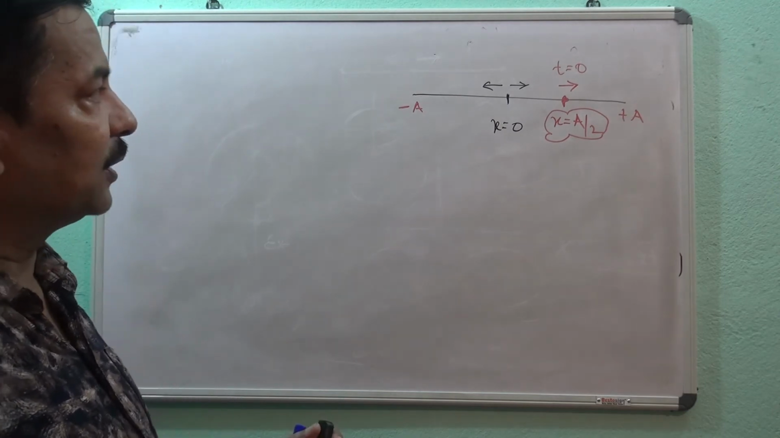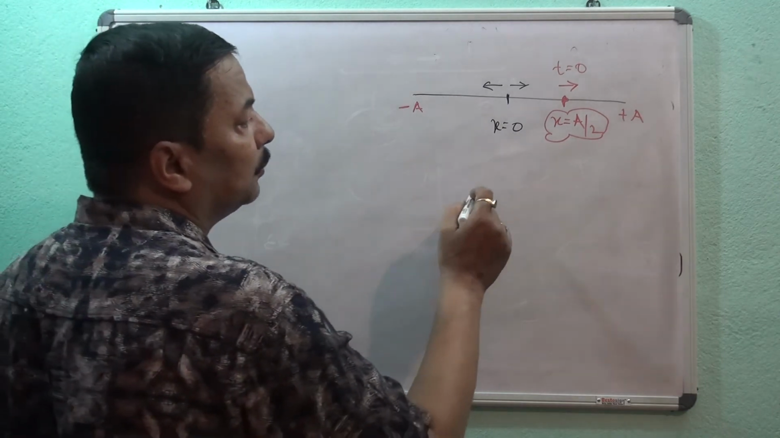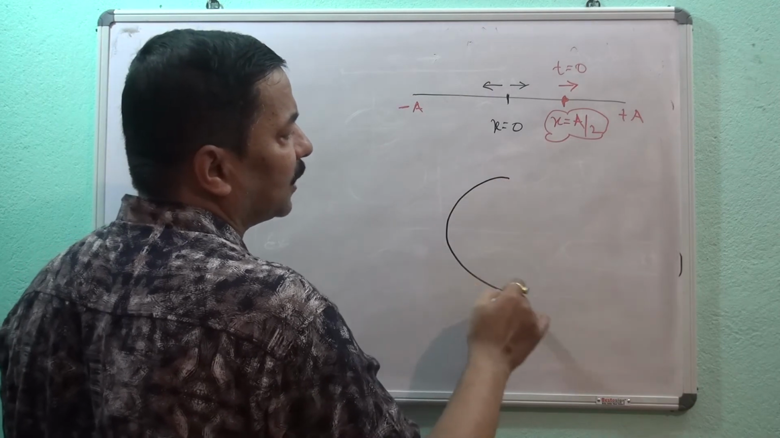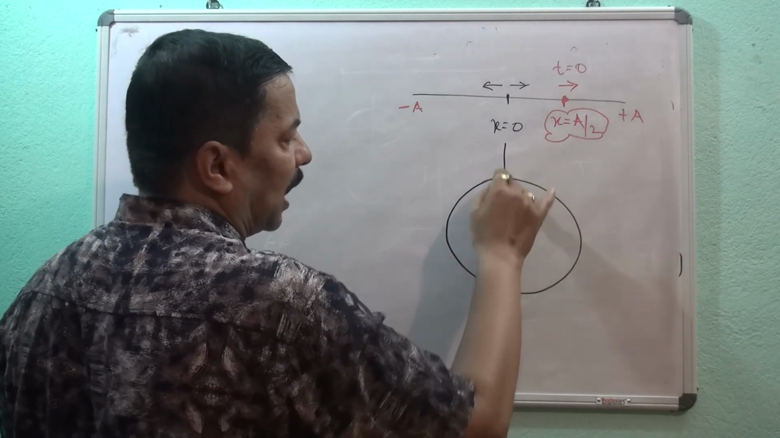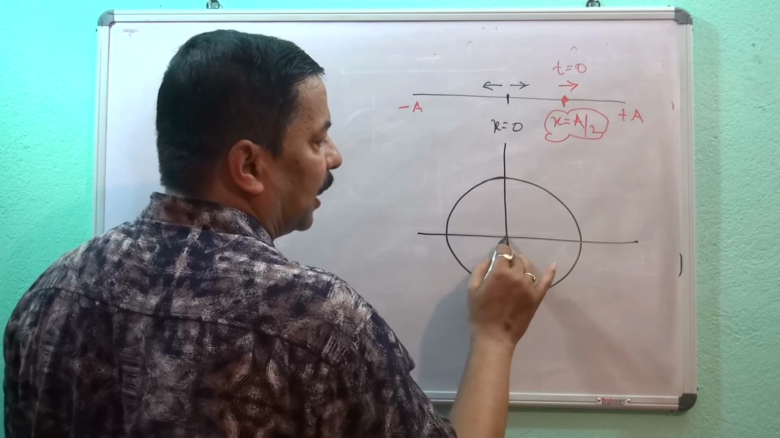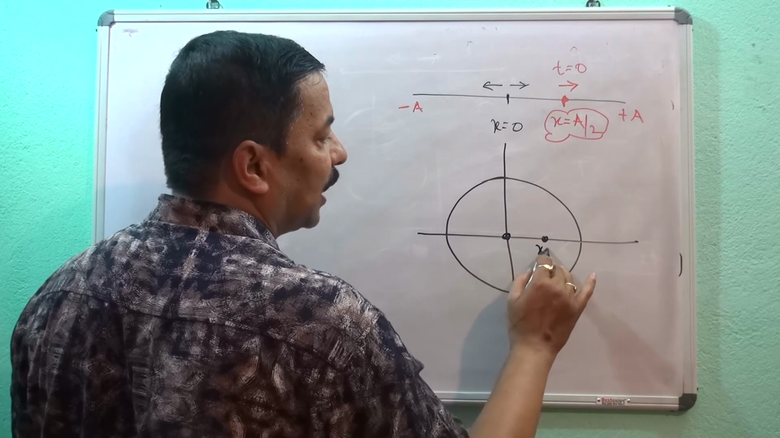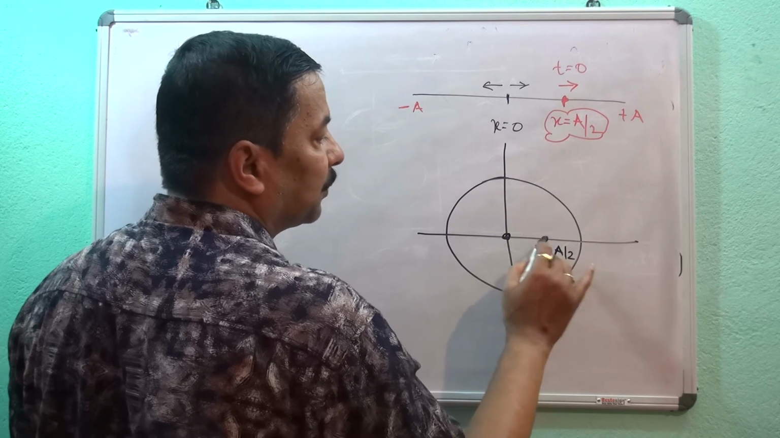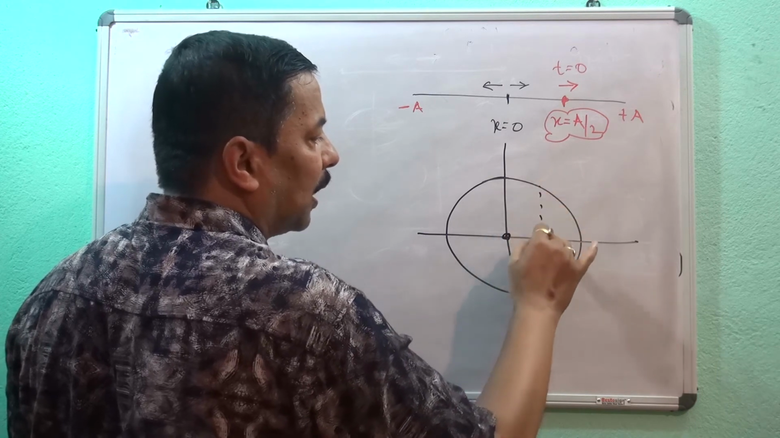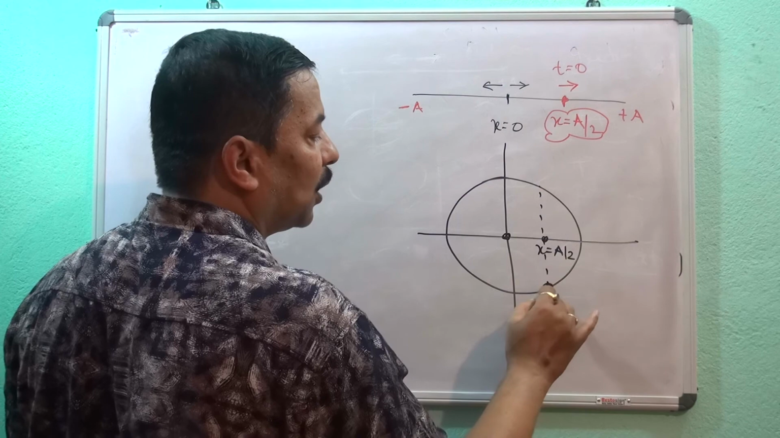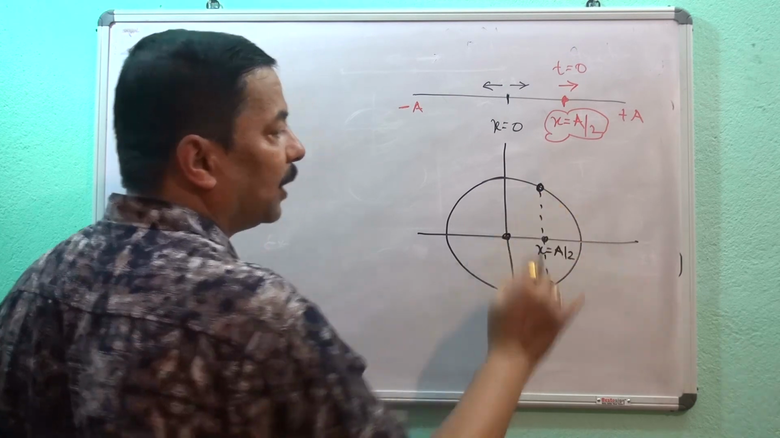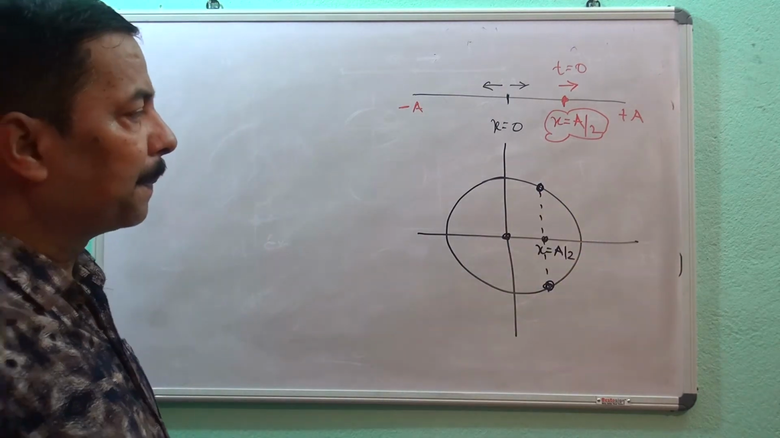Here you try to understand. As I told you, I will be taking a circle. I will be taking it in this way. Here the x value is 0. Here the x value is a by 2. x is equal to a by 2. As I told you, I will take a vertical line. Two points we are getting. One point is this and one point is this.